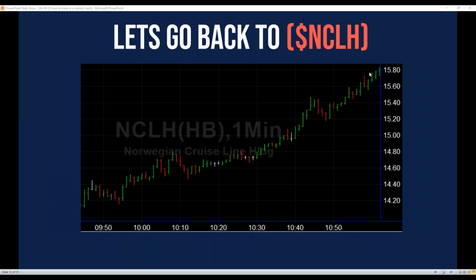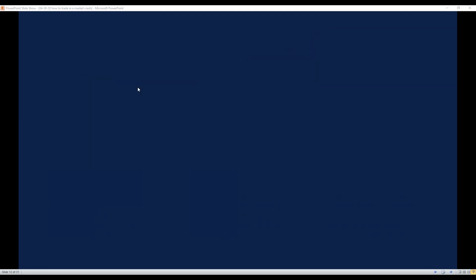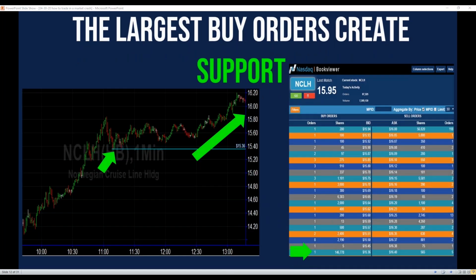Which all of you guys repeated earlier: follow the money. How do we follow the money? We have to look at and see where the orders are on total view. So let's look at this stock right here. Norwegian Cruise Line ran all the way up, and then you notice how it kind of stopped right here at like $15.40. See how it sat there from 11 o'clock? It never wanted to go back down. It kind of held there.